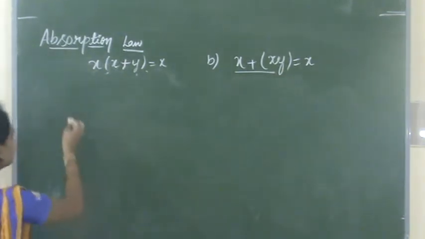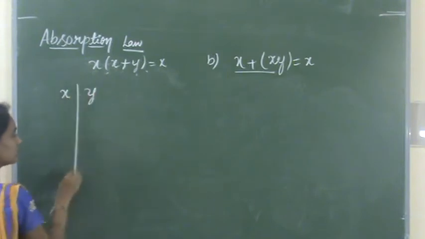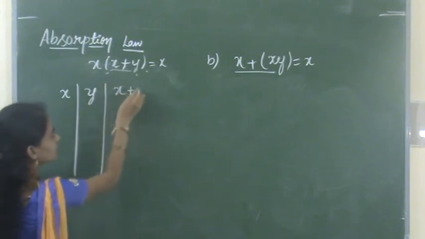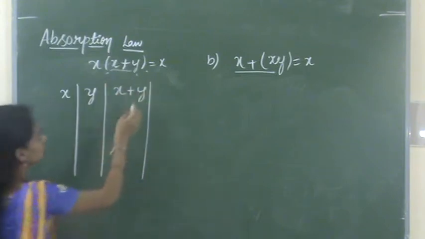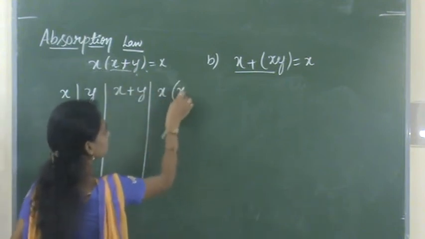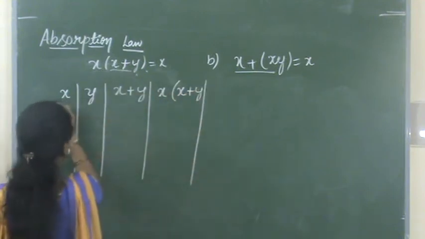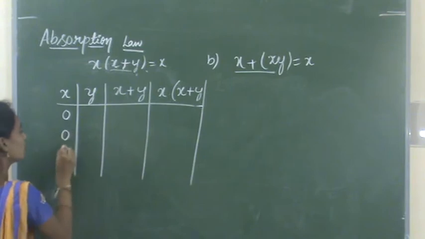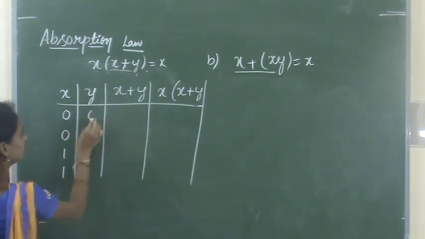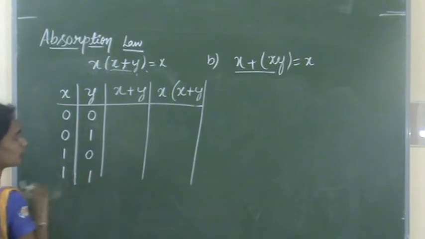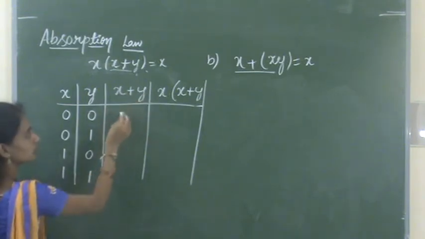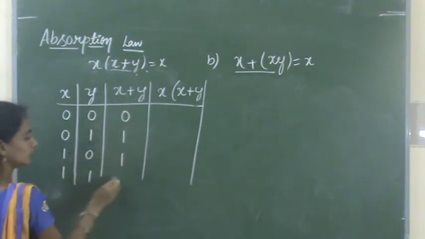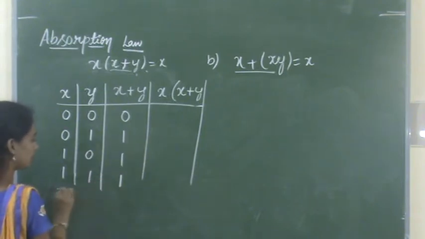Here we are using only two variables, one is x, another one is y. So we will do this first, that is x plus y, and then x into (x plus y). If we are using two variables, we have 4 possible combinations. So what is x or y? 0 plus 0 is 0, 0 plus 1 is 1, 1 plus 0 is 1, 1 plus 1 is also 1, right?